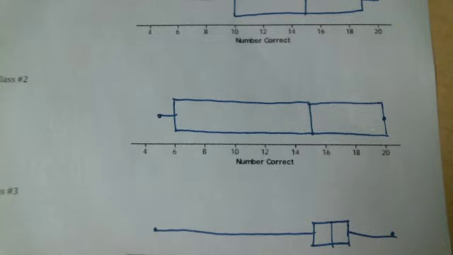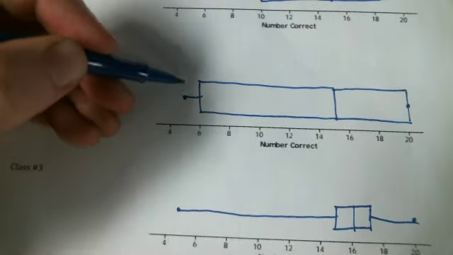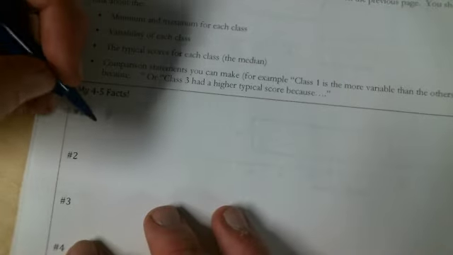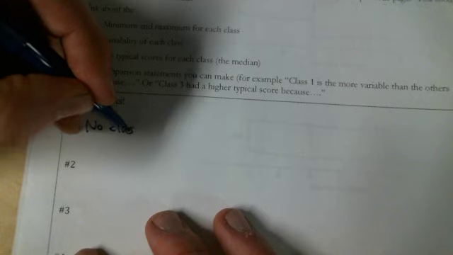One thing I already noticed is that each class had at least, they didn't have anybody score lower than 5. So that might be one of the first facts that I state. So my 4 to 5 facts: no classes had students get less than 5 correct.